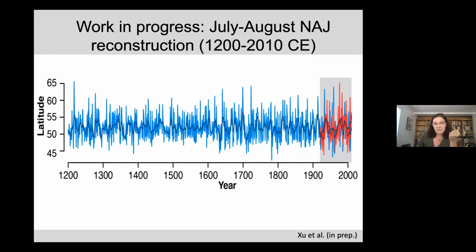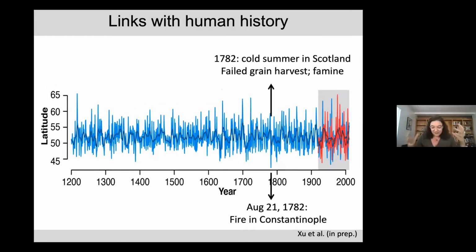So for instance, this most negative value of the reconstruction, 1782, already reflects that temperature dipole that I was talking about. We know from documentary data that in Scotland and the British Isles, this was an extremely cold summer. The grain harvest failed, there were famines galore in 1782, and it was part of what drove the emigration of a lot of people from Scotland to the United States.